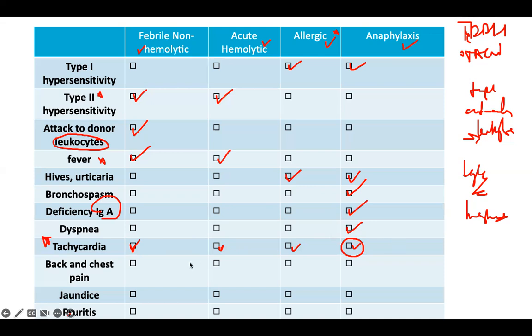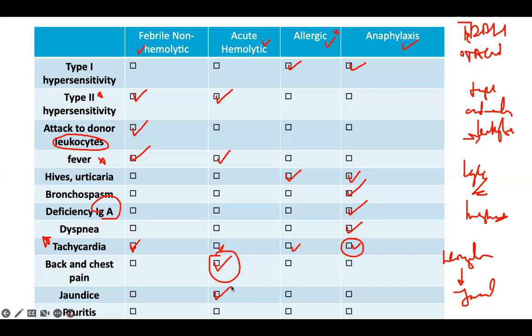Back and chest pain, you can think about it. You should not see that in an anaphylactic reaction. You should not see it in allergic. You should see it in hemolytic. This is classic for hemolytic. They have a hemolytic reaction. The cells are being destroyed by the antigen-antibody reaction. If the cells are being destroyed by antigen-antibody reaction, you release your hemoglobin into the system, and the patient can become jaundiced, or they will have hemoglobinuria. So this is common with acute hemolytic reaction.